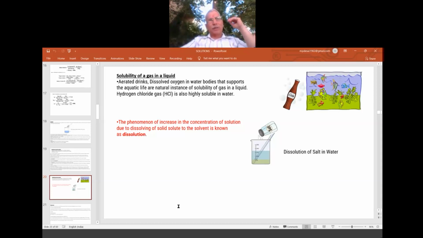Some gases are less soluble, so they are made soluble by applying pressure. That's why soda water or soft drinks are packed under high pressure, because under normal conditions they are less soluble. To make them more soluble, they apply pressure. The moment you open it using the opener, you are decreasing the pressure, so automatically the gas which had dissolved comes out.